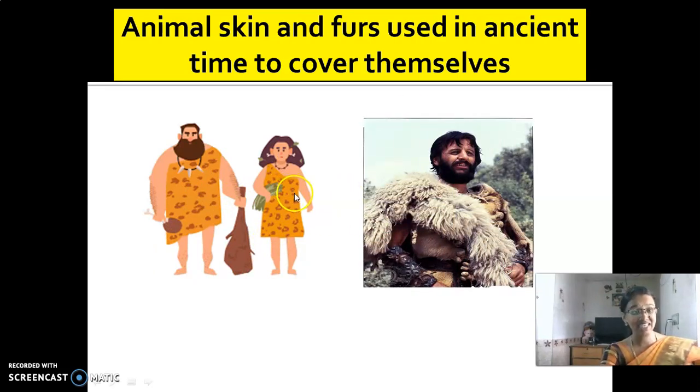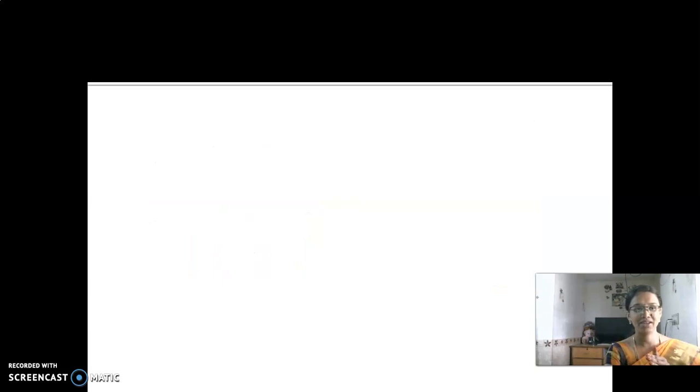Skin of tiger and lion they also used to cover their body. And what is this fur? Fur is nothing but the white layer, that is the fleece, which is removed from the goat or sheep. So what is this? Fur. People first used leaves and then animal skins and furs to cover their body. So afterwards, what happened?